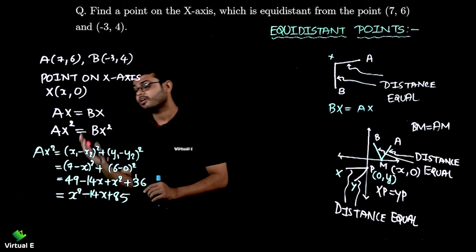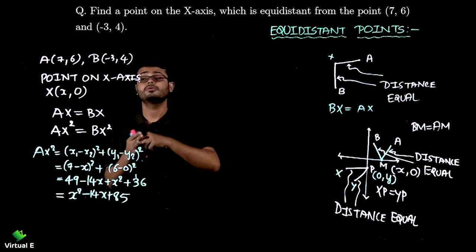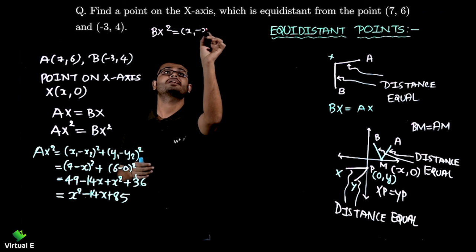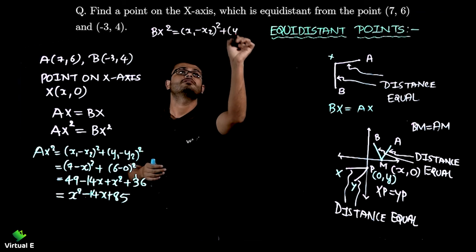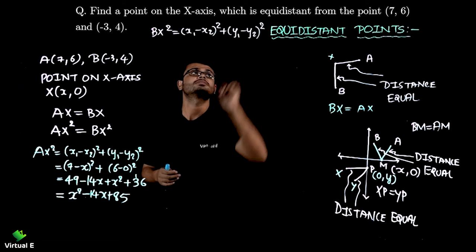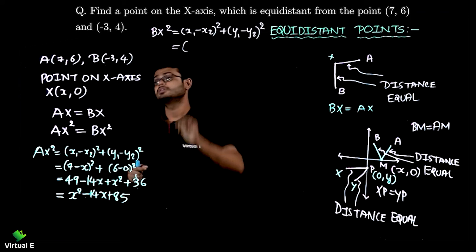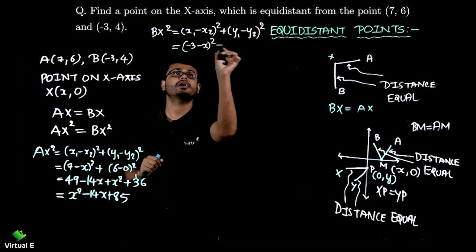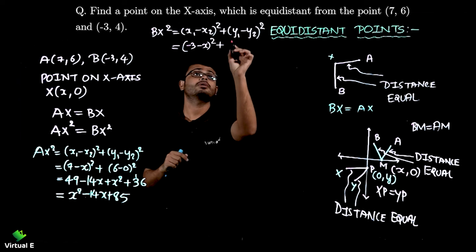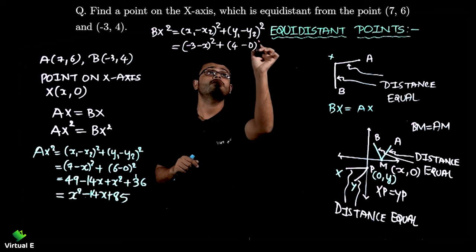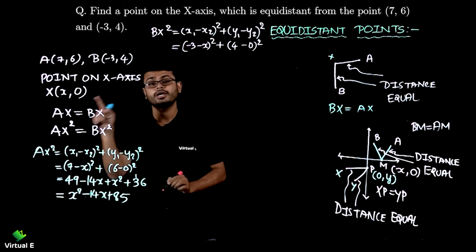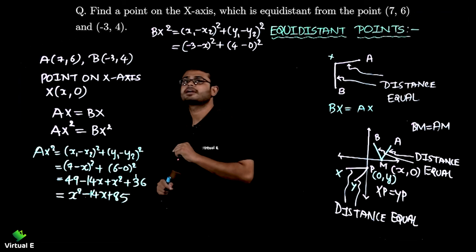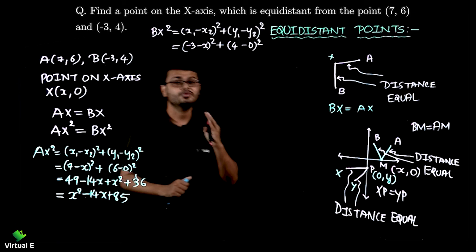Now let's use the distance formula for BX square. So BX square is equal to (x1 minus x2) whole square plus (y1 minus y2) whole square. Simple. Now let's substitute the values. B is (minus 3, 4), so (minus 3 minus x) whole square plus (4 minus 0) whole square. Remember, the y coordinate is 0 for a point on which axis? X-axis. Okay, now (minus 3 minus x) whole square.